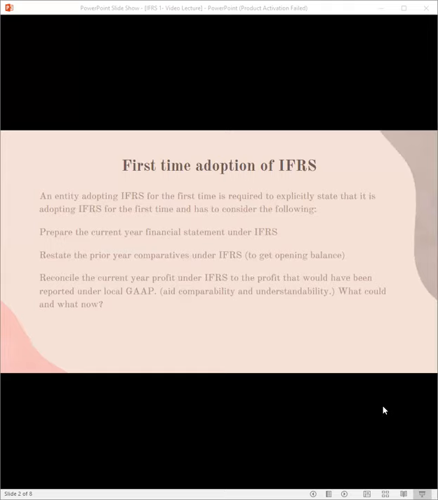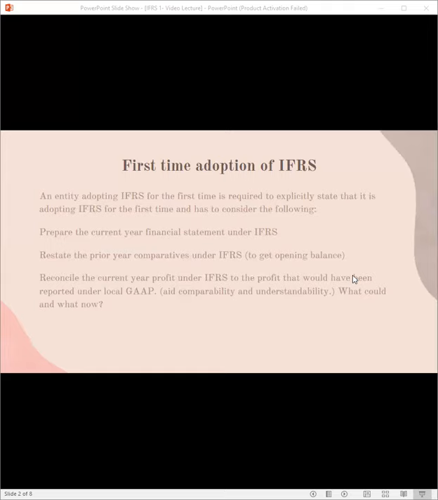So, a company adopting financial statement preparation under IFRS is supposed to report all the current year financial statements under IFRS, and in order to facilitate understanding, comparability, and to get your opening balance, the previous year financial statement is also supposed to be restated under IFRS, right? So that's what point number 2 here means. Restate the prior year comparatives under IFRS in order to get the opening balance.